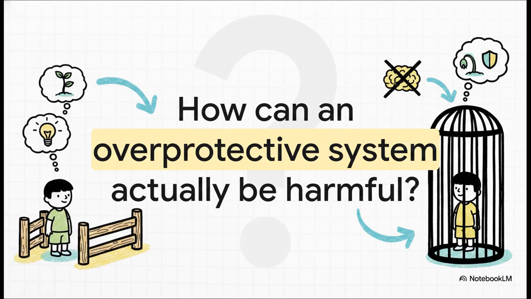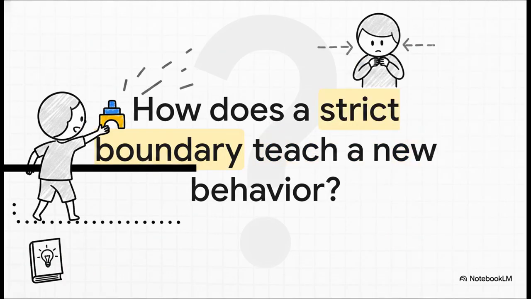Okay, stepping it up to a medium-level question. How can an overprotective system, one that's meant to keep a child entirely safe, actually end up being harmful? Think back to the guardrails versus cages concept. If a system is way too protective, it sends this hidden, internalized message that the child cannot be trusted at all. It takes away their room to learn through making small, safe mistakes, which completely prevents them from developing their own judgment.